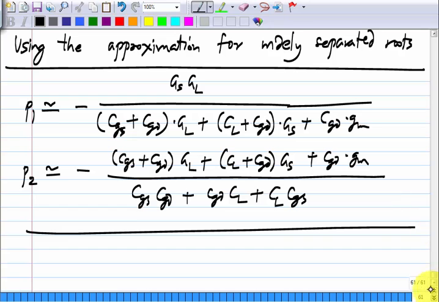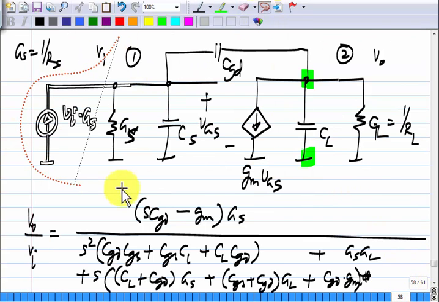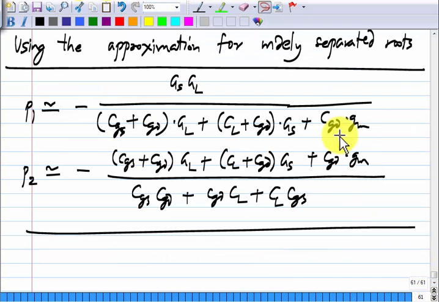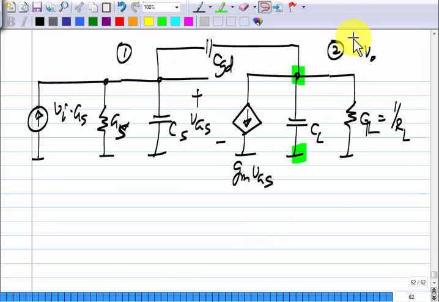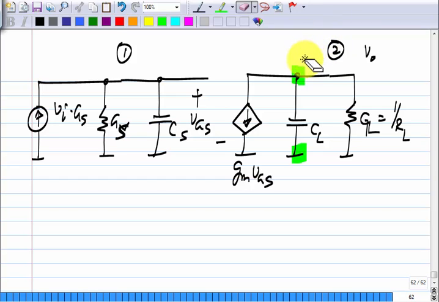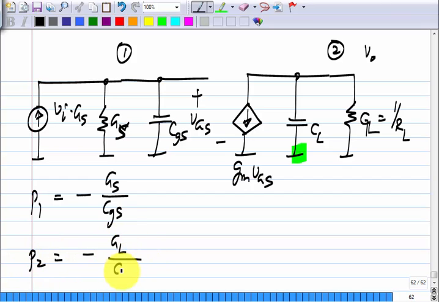Okay? So before I go there, let me get back to the original, the first case we analyzed without CGD. Where was P1? It was minus GS by CGS, and P2 minus GL by CL. Is this correct? Okay, so why do we get these values of poles? No, the values of the poles, you have some expression GS by CGS. Why do we get that?